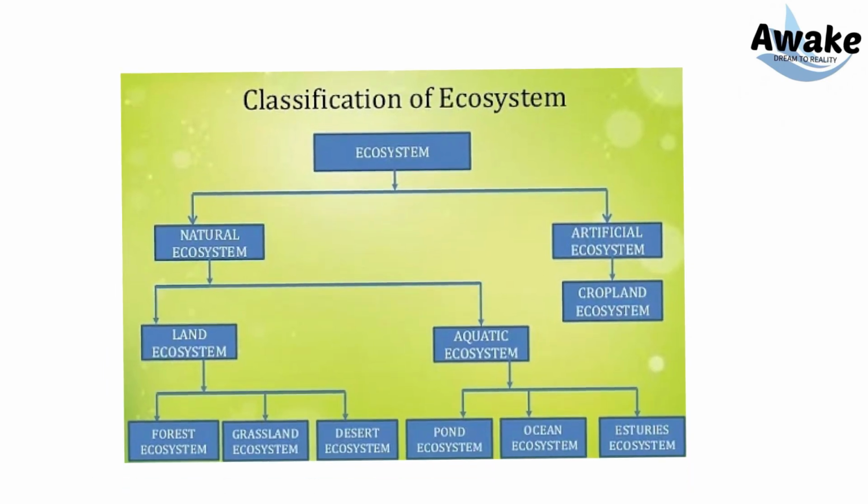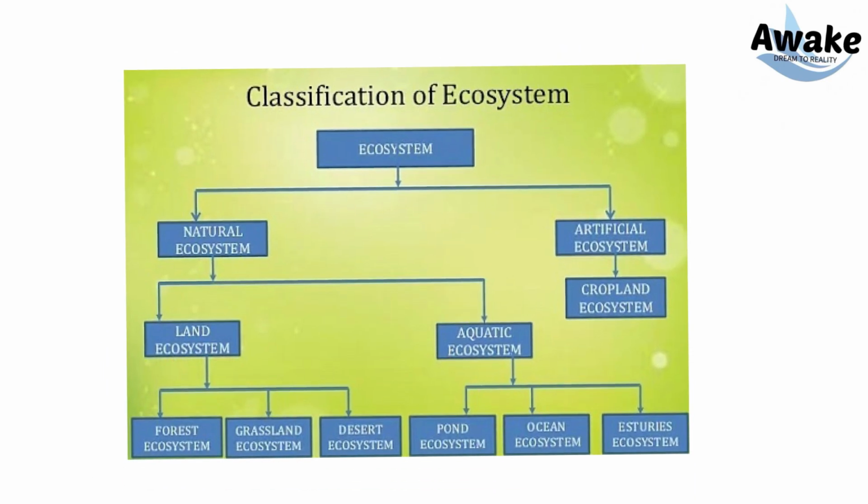In the classification part, one is the natural ecosystem, another is the artificial ecosystem. Natural ecosystems are made from natural phenomena. When it comes to the artificial ecosystem, these happen with human activities. These are anthropogenic products. In the natural ecosystem, we again have a classification: the land ecosystem, also called the terrestrial ecosystem, and second is the aquatic ecosystem.